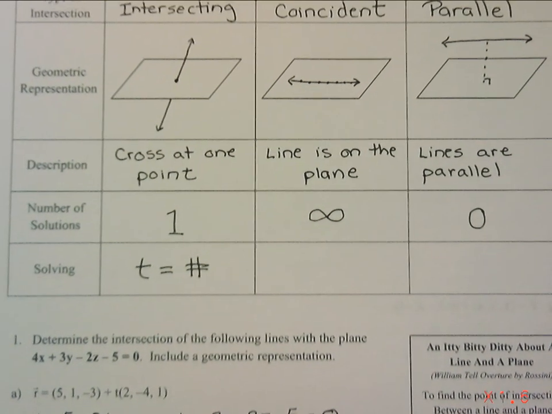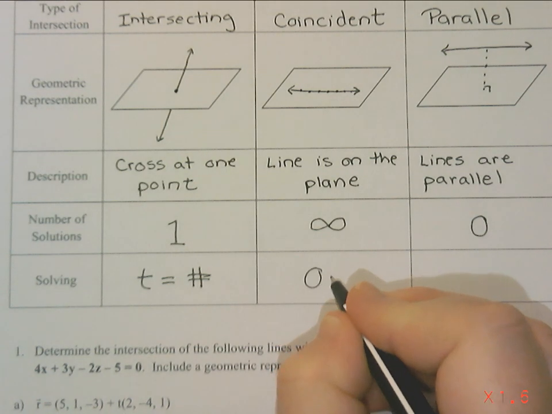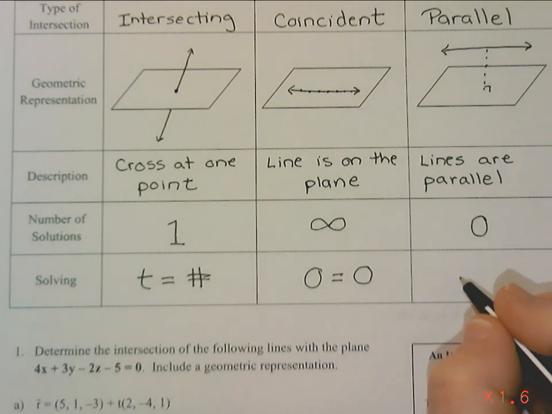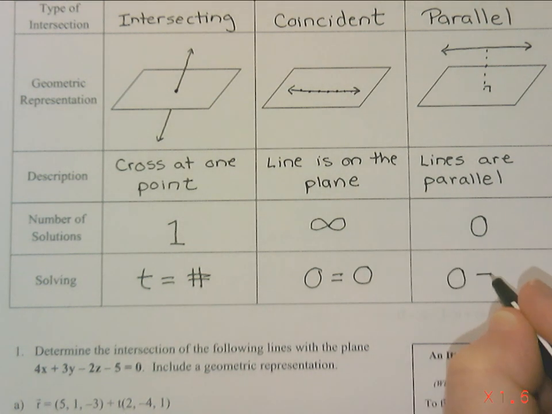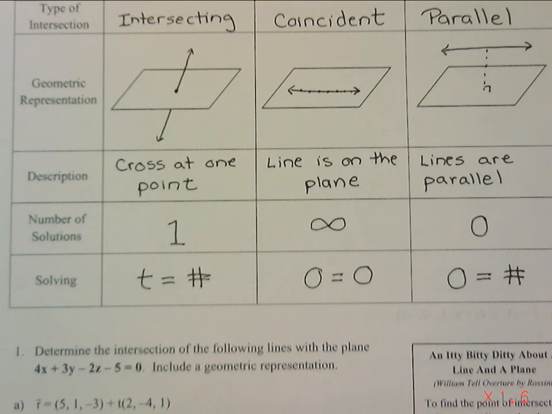If they are coincident, it's the same as when we were solving with intersections of lines. You should end up that all of your t's cancel out and all of the numbers cancel out. So you would get 0 equals 0. And if they happen to be parallel, then you would get 0 on one side and a number on the other. So two things that aren't equal, which is why there's no solution.